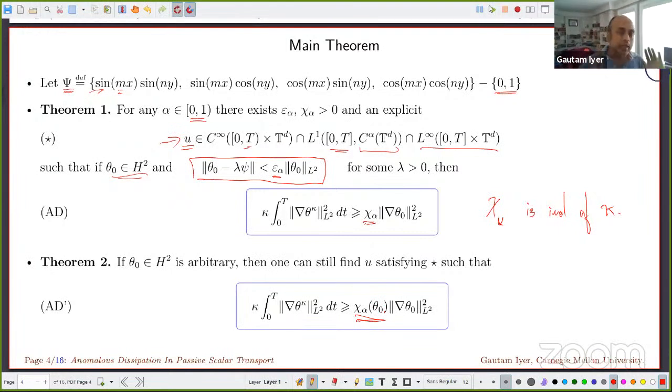Okay. So again, this is all passive scalar transport. U is something that I choose, right? It's much harder to do this if you're solving nonlinear equations, right? So, yeah. So that's our main result.